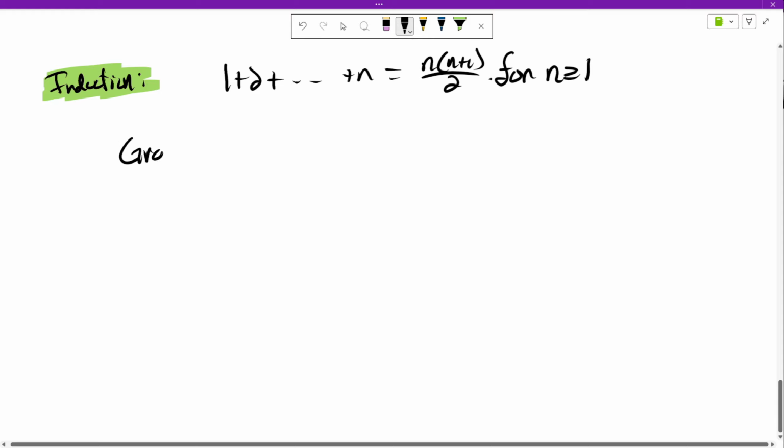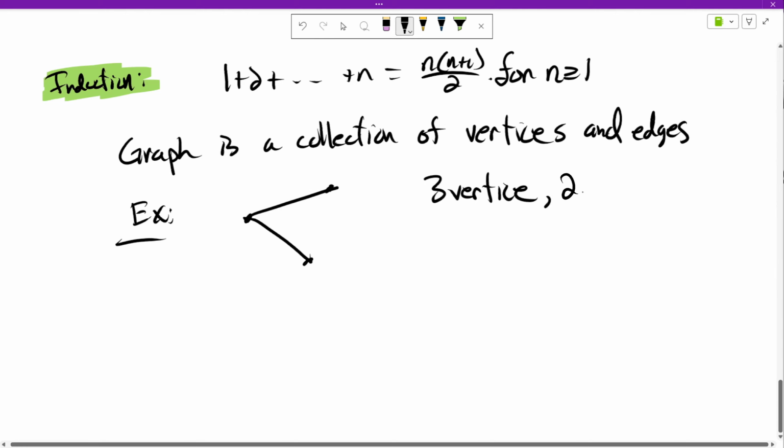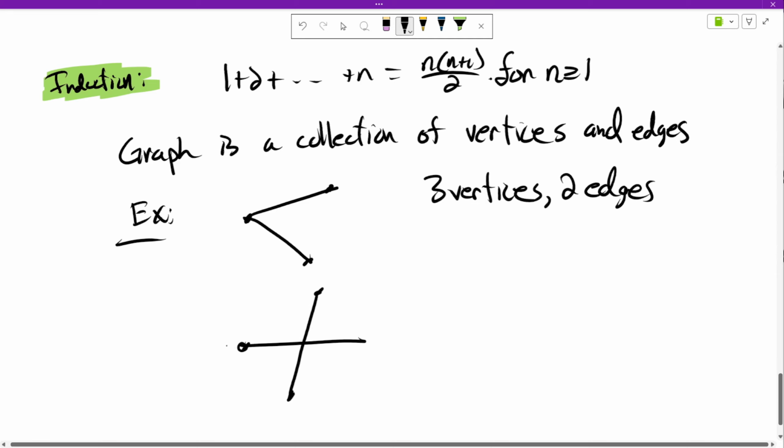But a graph is just a collection of dots that we're going to call vertices, and lines connecting those dots called edges. So for example, that's a graph. We have 3 vertices and 2 edges. Another example is, maybe we're going to do a square. We have 4 vertices, each of the dots on the outside, and we have 4 edges.